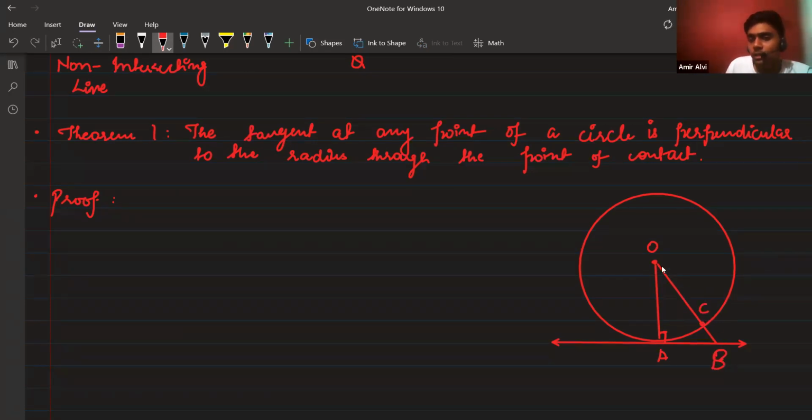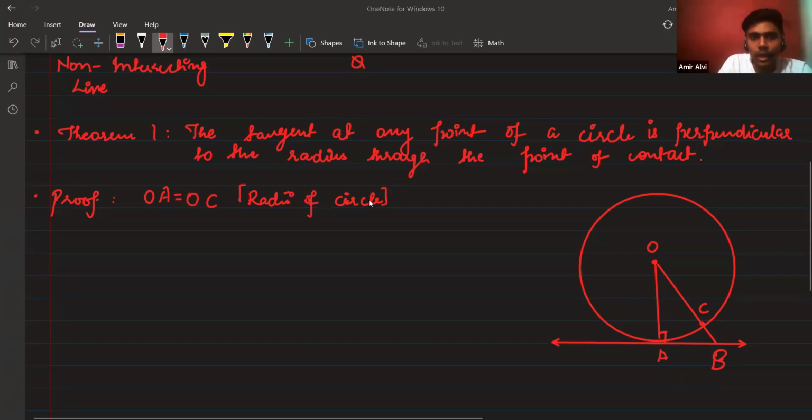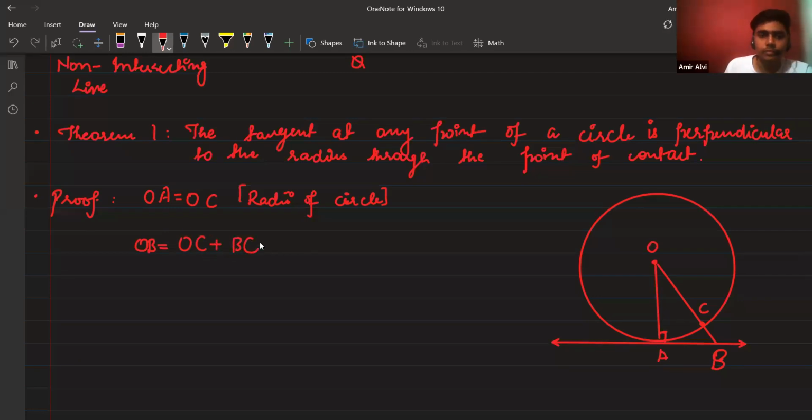OC is the radius of the circle. Yes or no? This is also the radius. So OA is equal to OC. Why? Radii of the circle. Now, just see. OB is equal to what? OB is equal to OC plus BC. Yes or no? Yes, sir.